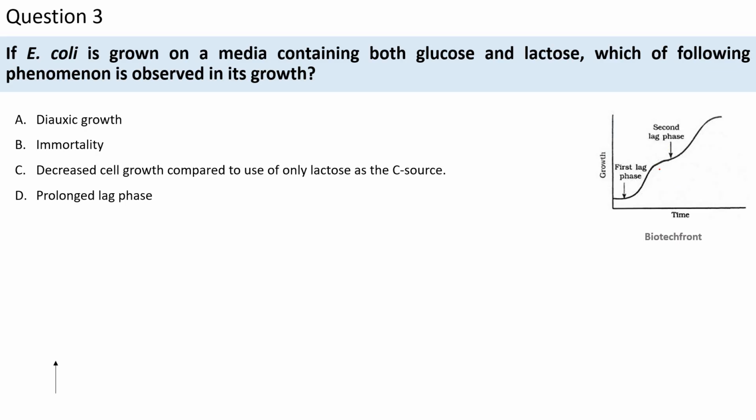So when it changes the carbon source, obviously it will need to adapt, and that will be the second lag phase, and then its exponential phase comes in again. So the answer is diauxic growth.